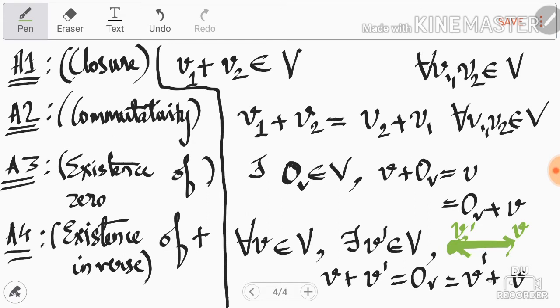So we can think of V dashed as minus of V, but yet minus of V has no meaning until we define it. Okay, so now this gives us only 4 properties. Let's see what the 5th property is.